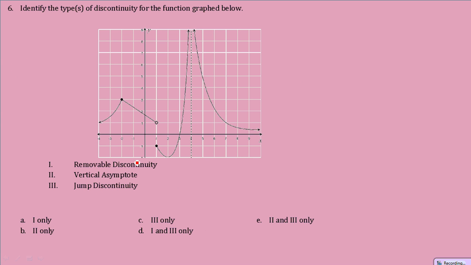Okay, number 6. Hopefully this didn't confuse you because it's a pretty straightforward question. It's asking you just for the types. Right here, we see that we jump from here to here, so that's a jump discontinuity. And then here, this little dotted line, which is not straight, is our vertical asymptote. And so 2 and 3 are true. Remember, a removable discontinuity would be like if we had a little hole stuck in somewhere, and we don't see that, so 1 is out completely. And so our answer would be E.